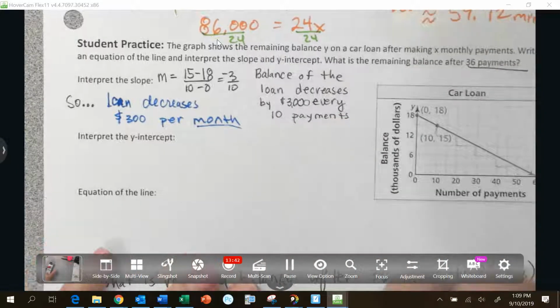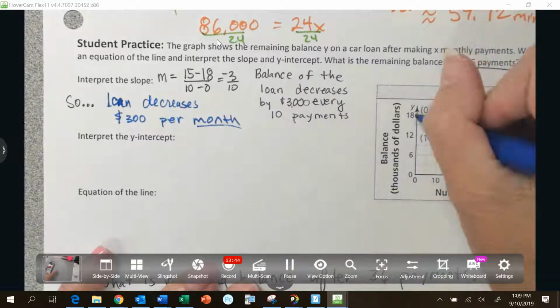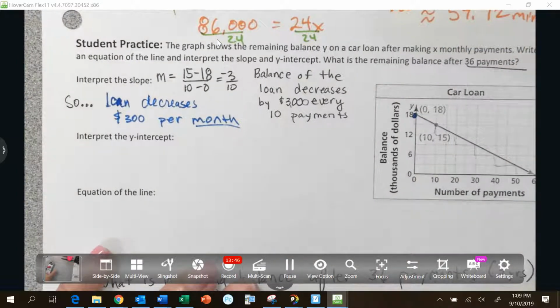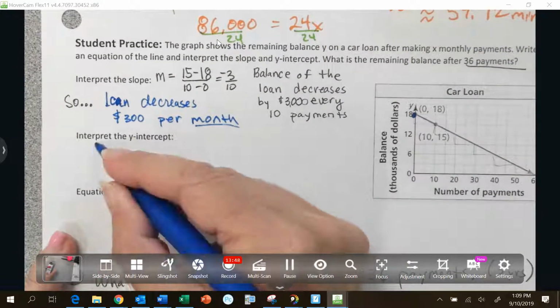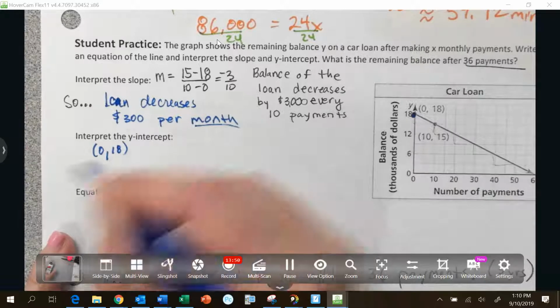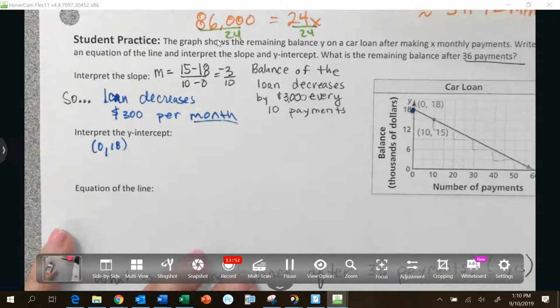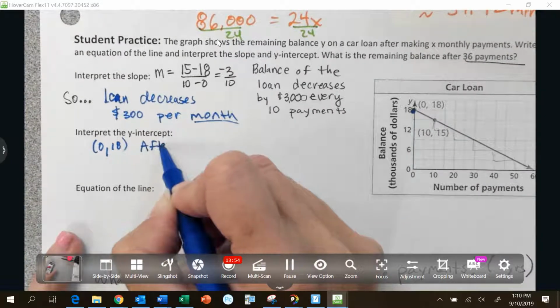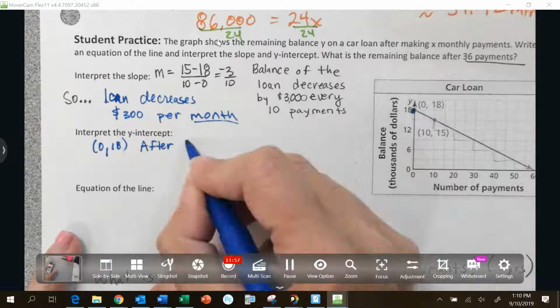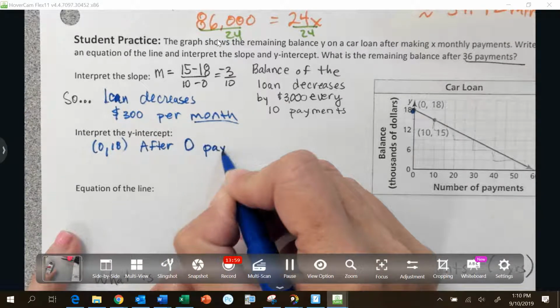Let's interpret the y-intercept. Now the y-intercept is not at 0, 0. Let's interpret what the y-intercept means. Here's our y-intercept at 0, 18. What does that mean? After how many payments? 0 payments.